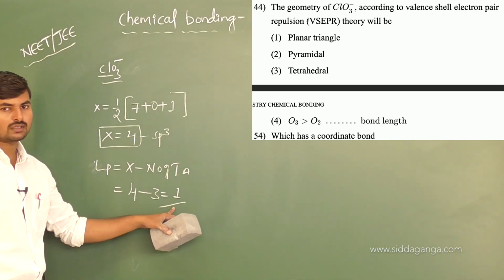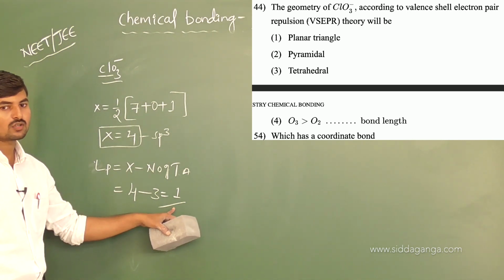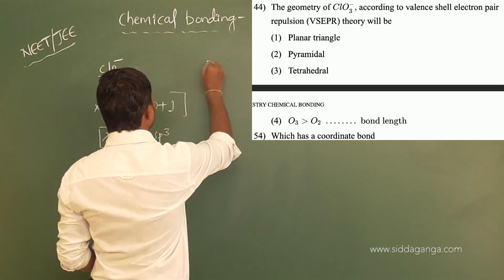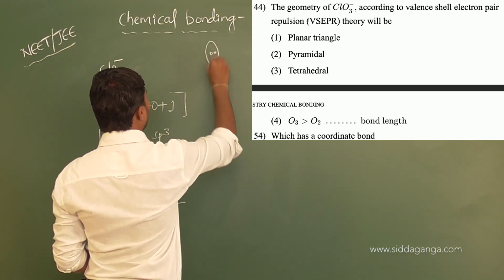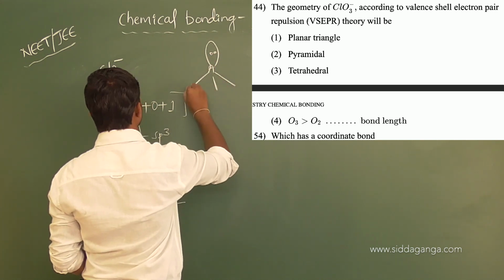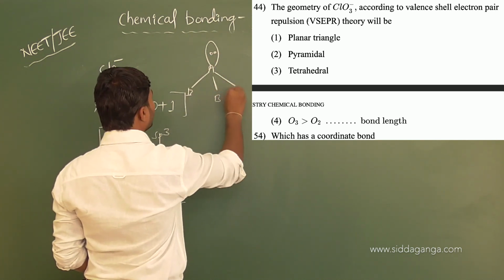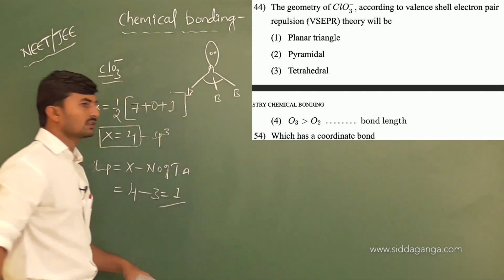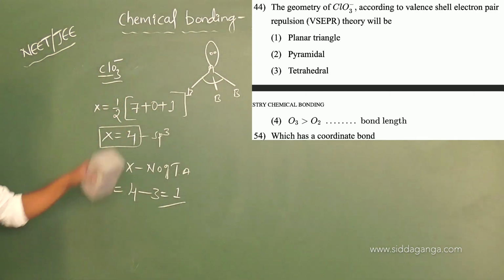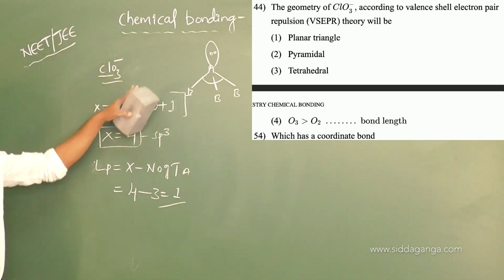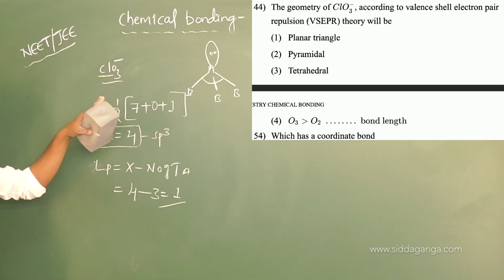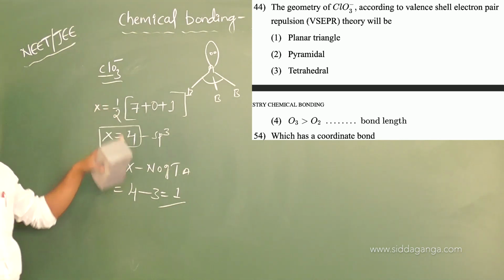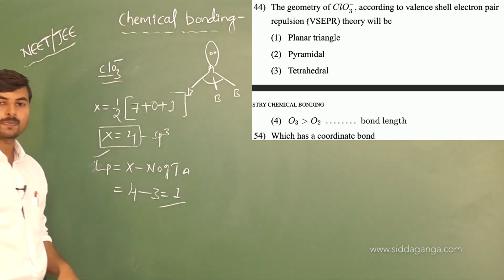sp3 with one lone pair, which geometry comes? Pyramidal geometry comes. That is like this, a single lone pair with bond pairs, this way pyramidal geometry comes. Okay, what will be the shape of this molecule? This molecule will have pyramidal geometry or pyramidal shape. For the 44th question, the second option will be the right option, that is pyramidal shape.